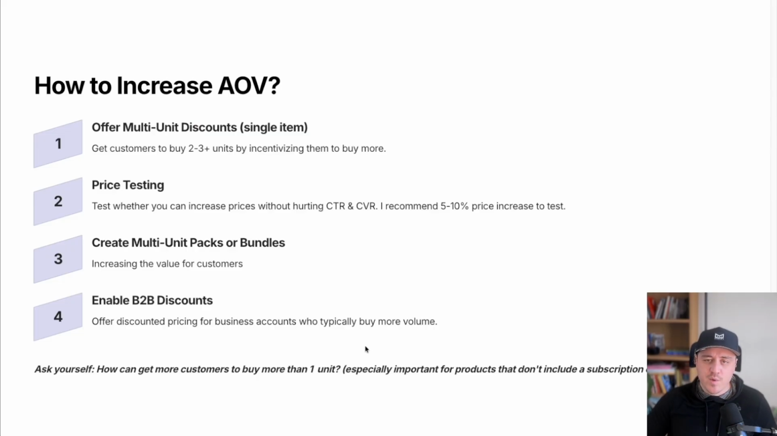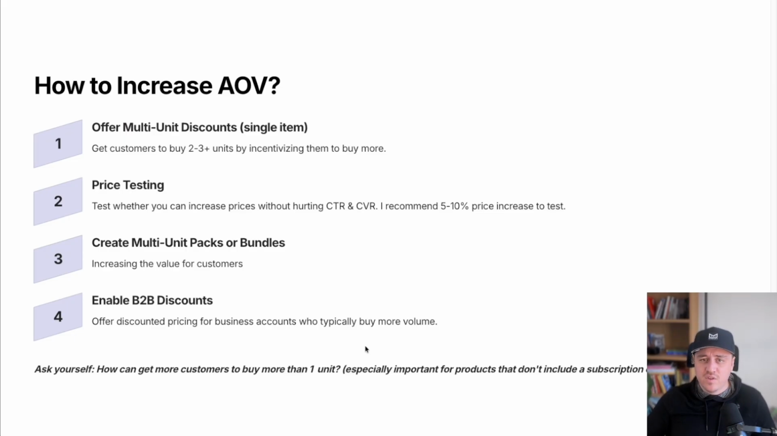Creating multi-unit packs or bundles. So this is a little different than offering a multi-unit discount. This means actually physically creating a multi-unit pack. And so why this is different is because this will actually create its own SKU or ASIN, and you'll be able to use the benefits of a product title, of the bullet points, of new imagery to really build the value of a multi-pack, and it'll become a variation on your single pack.